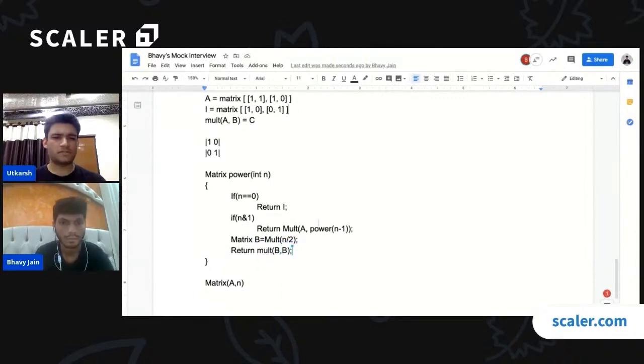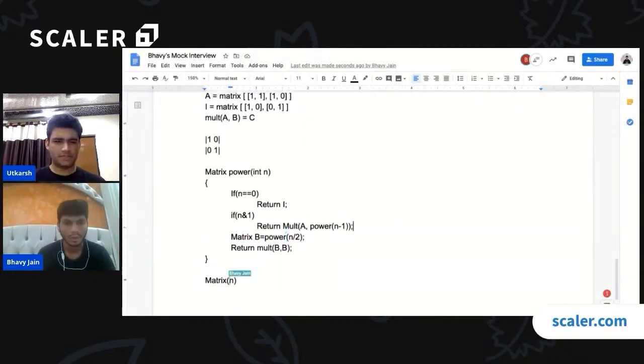What is this mult function? Mult returns the multiplication of two matrices. Okay, but here we are not passing two matrices. Oh, so sorry. This is power. So we will find a raised to n by 2 and then multiply it.